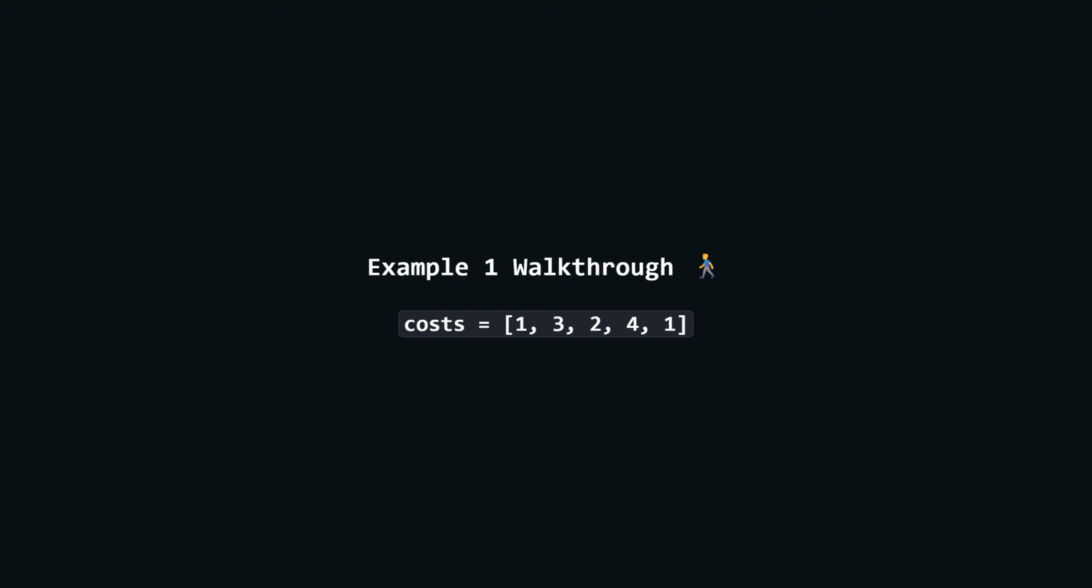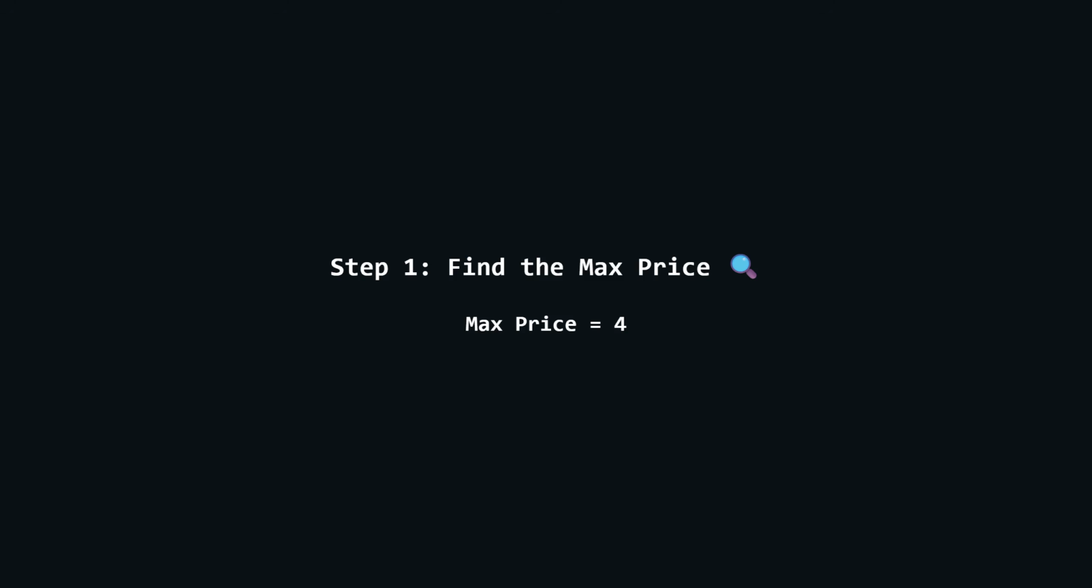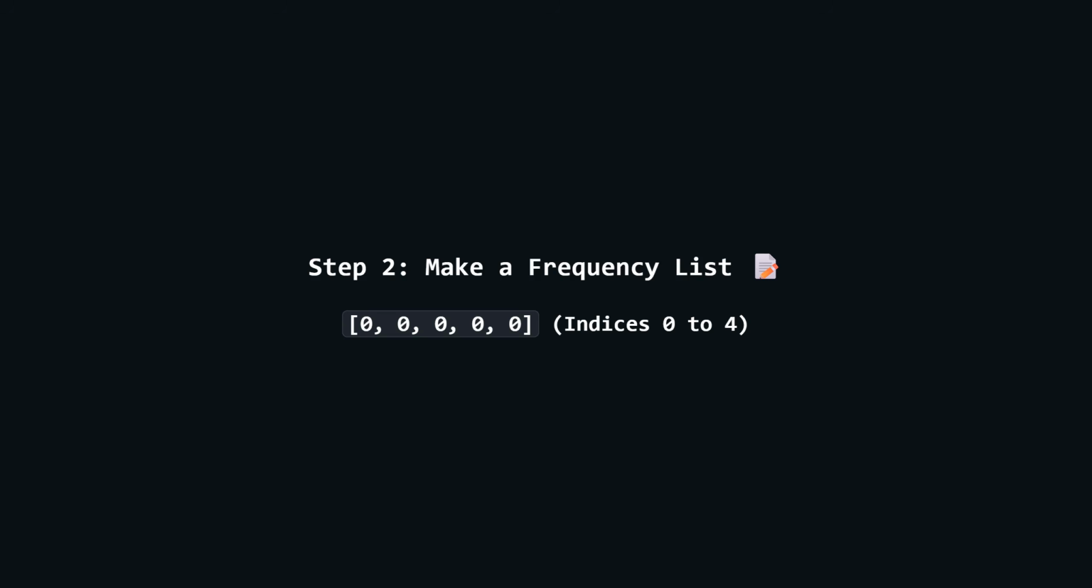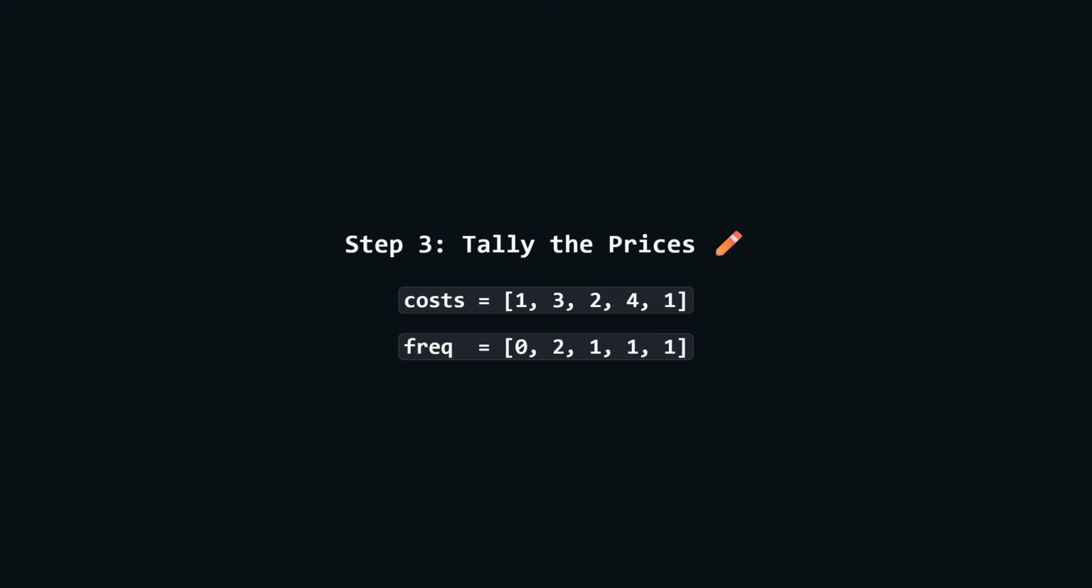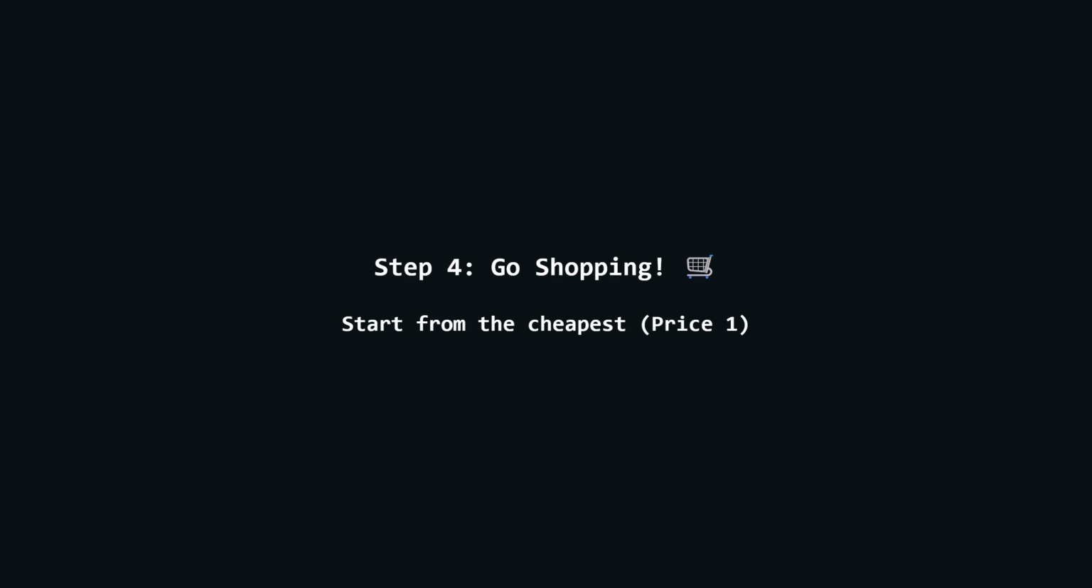Let's walk through the first example together to see how this plays out. We have prices of 1, 3, 2, 4, and 1. The very first step is to scan the list to find the most expensive ice cream. Looking at our list, the highest cost is 4 coins. We then create a new list to hold our tallies. We make it just big enough to go from index 0 right up to that maximum price of 4. Now we just count them up. We find 2 bars that cost 1 coin, 1 that costs 2, 1 that costs 3, and 1 that costs 4.